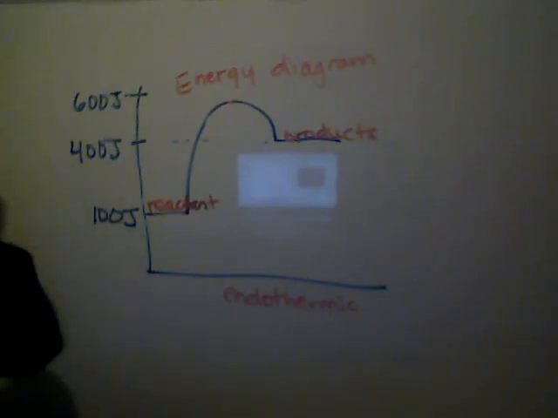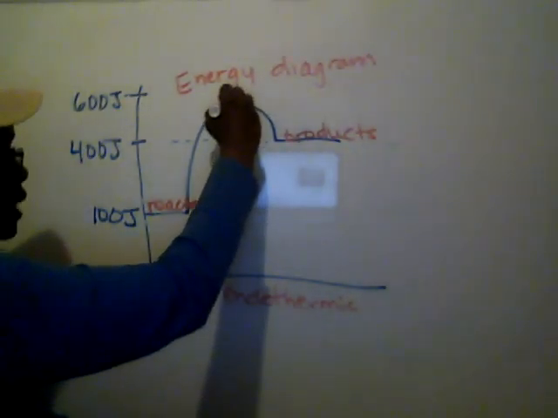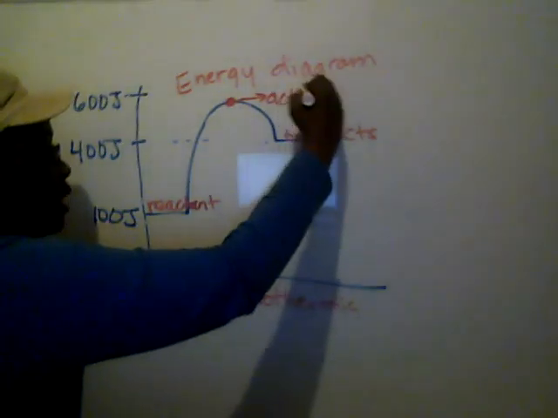Okay, so let's look at a couple other things for this energy diagram. This point all the way at the top, that has a name. That's called the activated complex.